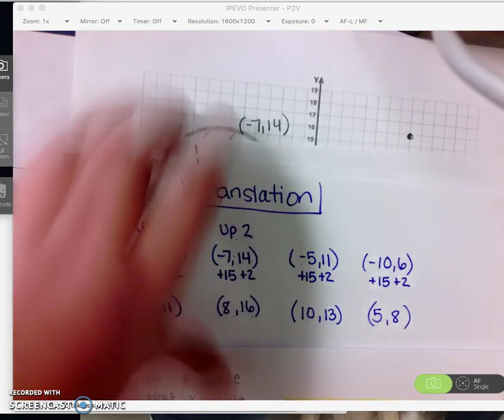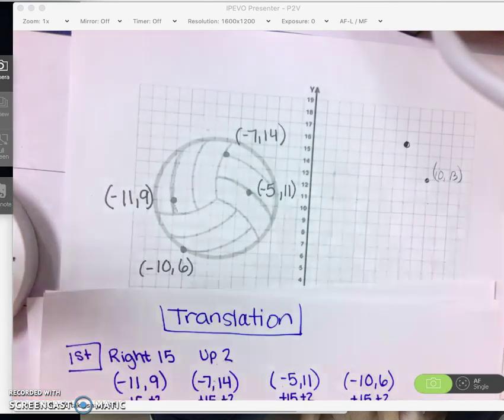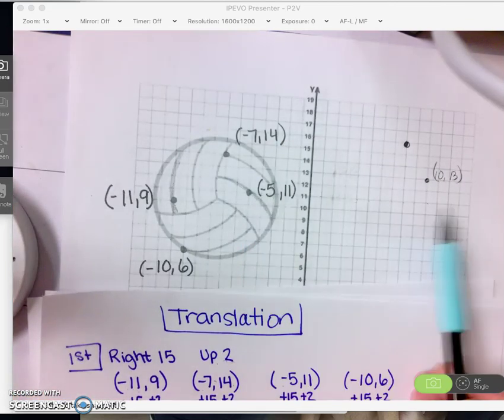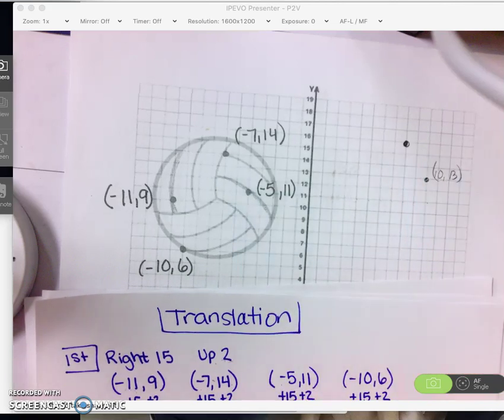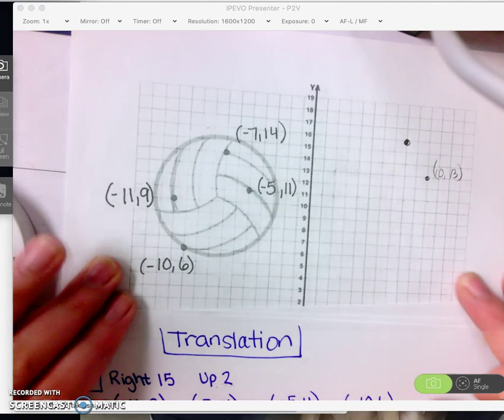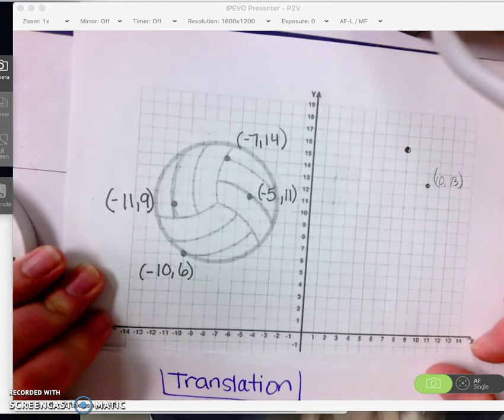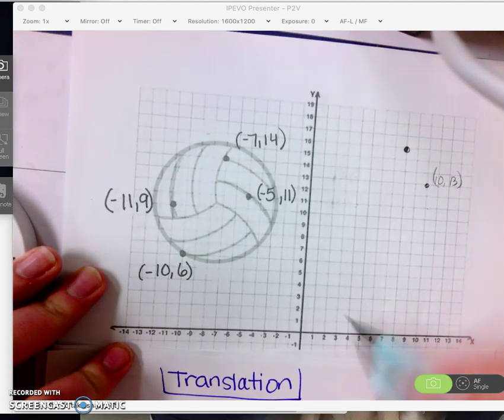Okay, and now instead of having to move this over 15 and up 2 on each one of them, which you can, this is going to be a way to double check my work. And I'm going to go and I'm going to plot all my points. So 4, 11.